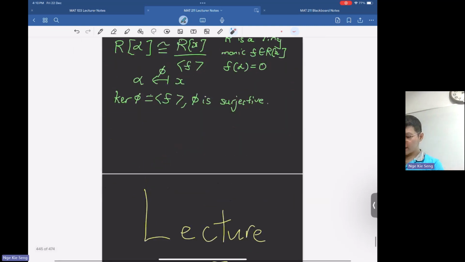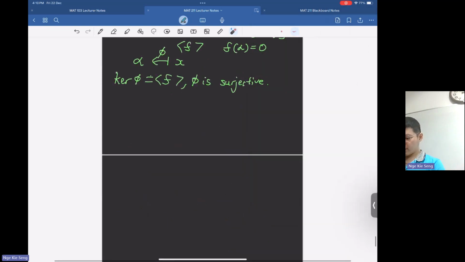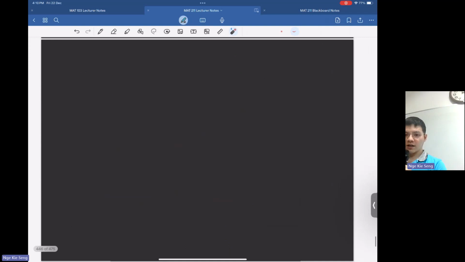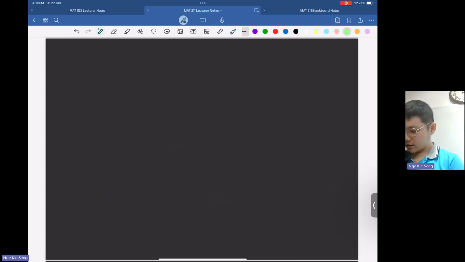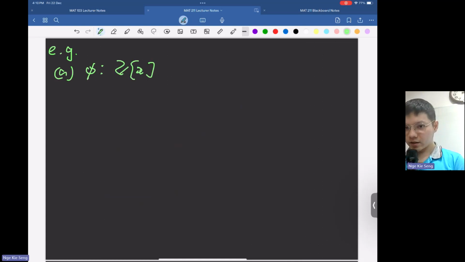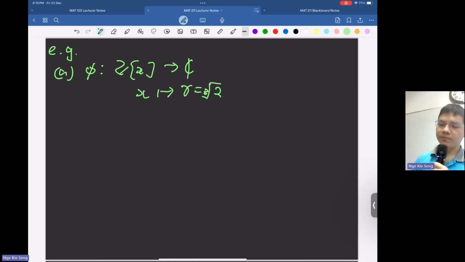If not, maybe we do one more example. Let's see one more example other than the complex numbers. I will attach the proof later in the lecture notes, but I think it's more important to see how it works. So let's look at one map from Z[x] to C. Okay, let's look at this map here, sending x to the cube root of 2. So what's the kernel of this map?